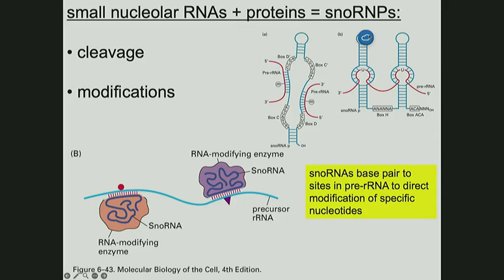Why do you think we call them small nucleolar RNAs? Where does ribosomal RNA transcription, processing, modification happen? Nucleolus. That's where you're going to find these types of RNAs. They're going to be in the nucleolus to do these modifications to the ribosomal RNAs.